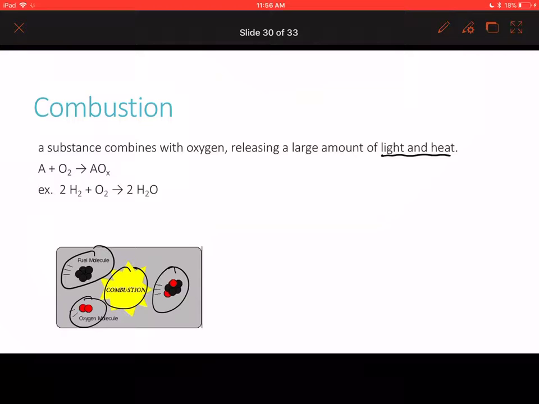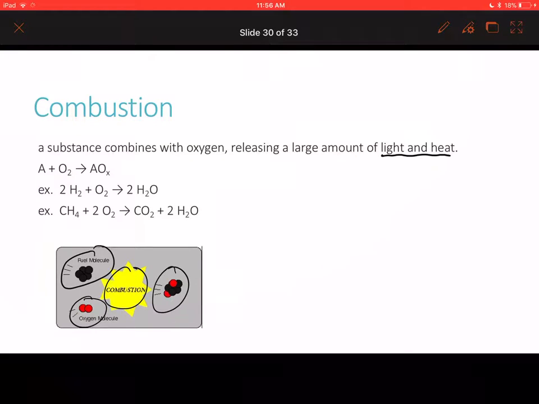An example here: water is formed from hydrogen gas and oxygen, and it releases a lot of energy. If you've ever seen the video of the Hindenburg explosion, that's what happened. The Zeppelin was filled with hydrogen gas, and a small spark ignited it, and it got enveloped in flames because we have a bunch of oxygen in our atmosphere.